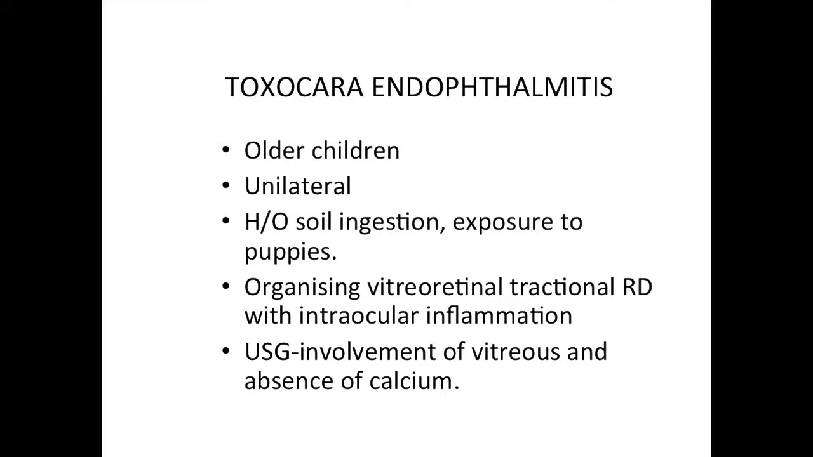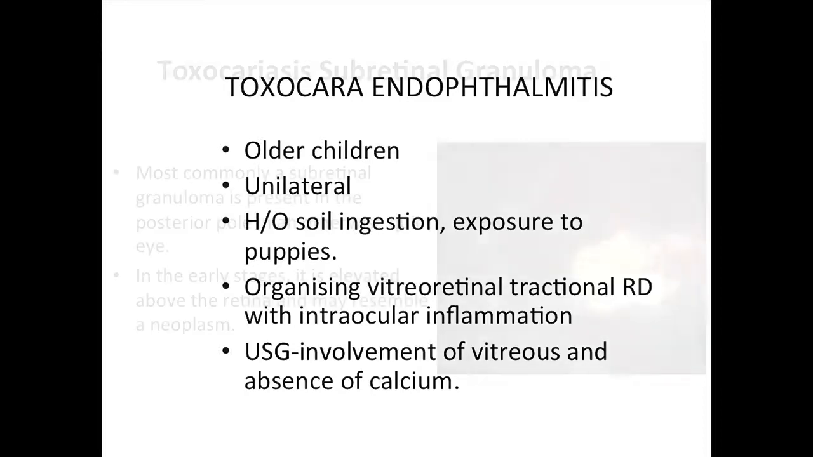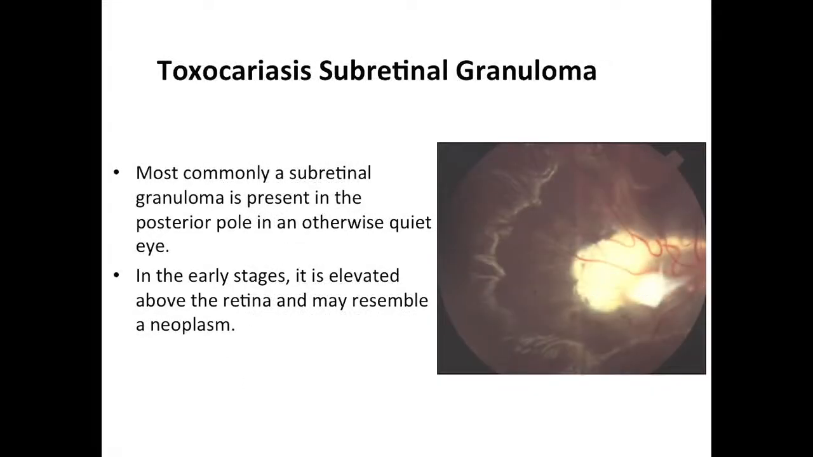It is seen in older children, usually unilateral. There's a history of soil ingestion, exposure to puppies. And there is organizing vitreoretinal traction and detachment. Ultrasound shows the involvement of the vitreous, but there is absence of calcification. This is a subretinal granuloma in the posterior pole, but you could also have something in the periphery, a peripheral granuloma, and you have a traction band up to the disc.